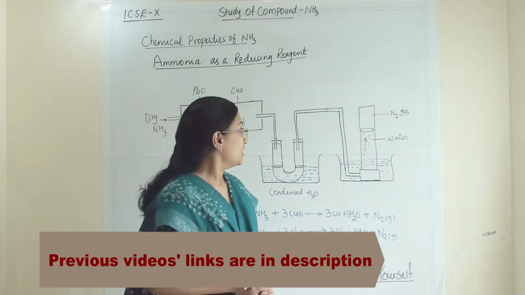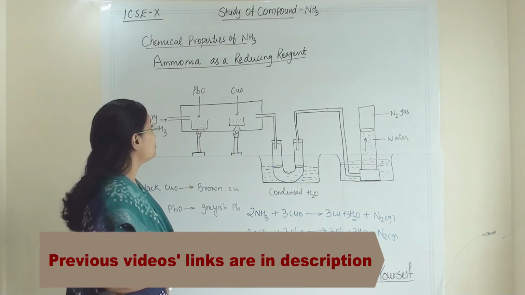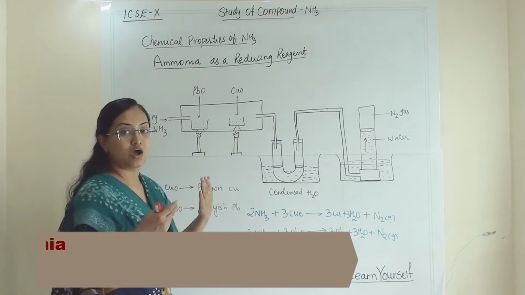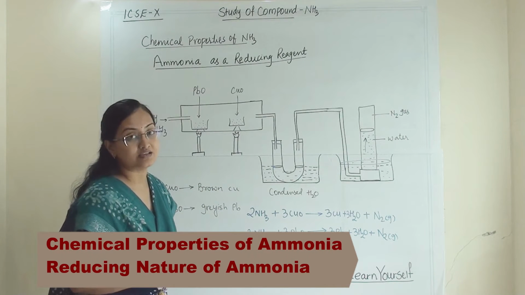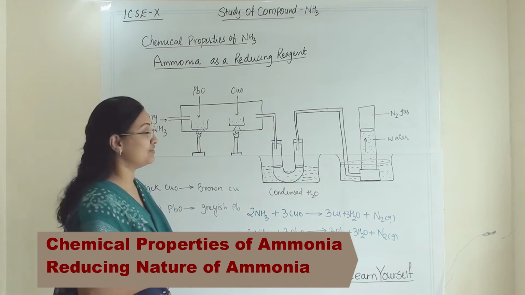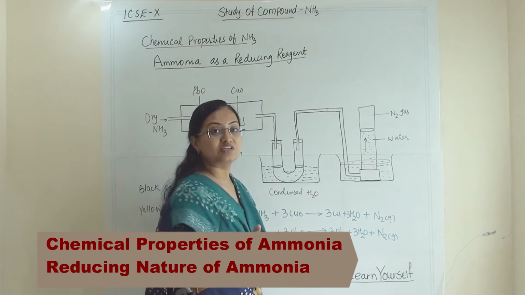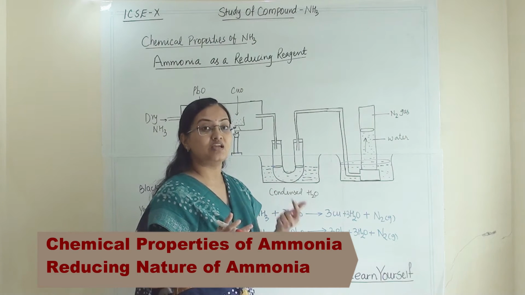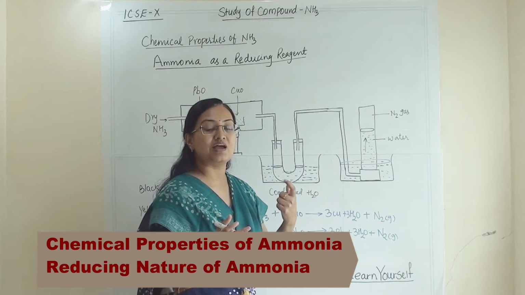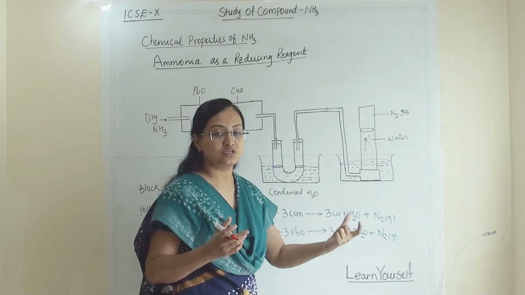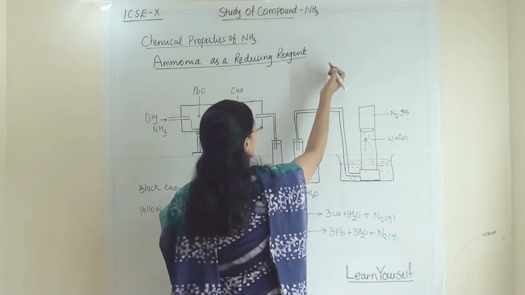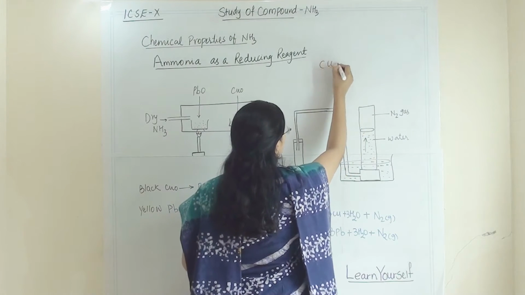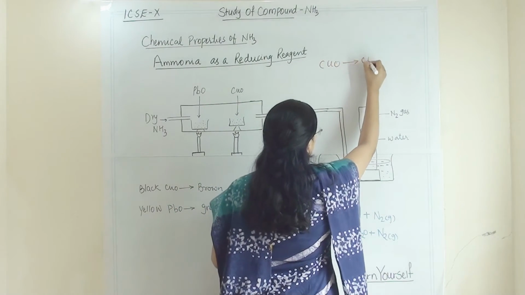So today we are going to learn about ammonia as a reducing reagent, and how it works as one. Before that we need to understand what a reducing reagent is. A reducing reagent means the reagent or compound which helps another compound to reduce. Now what is reduction? Reduction is a process in which a compound loses its oxygen.